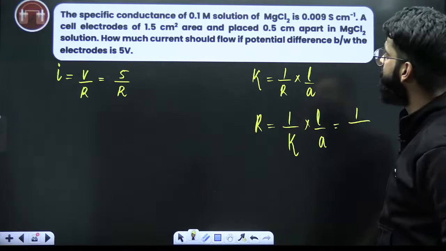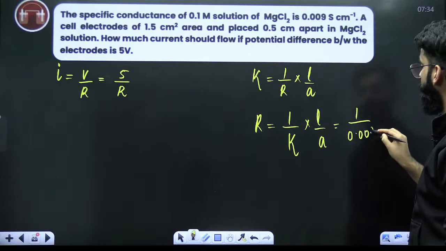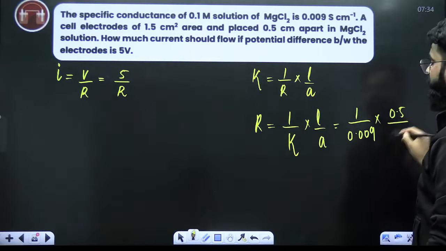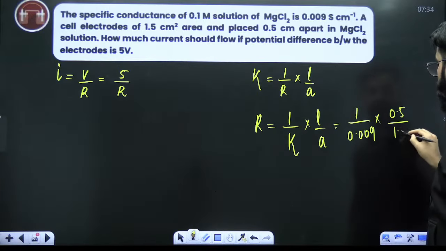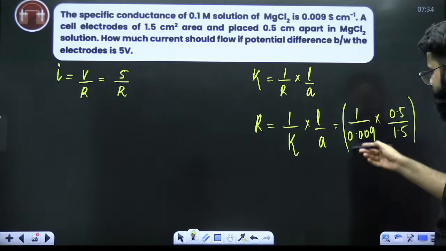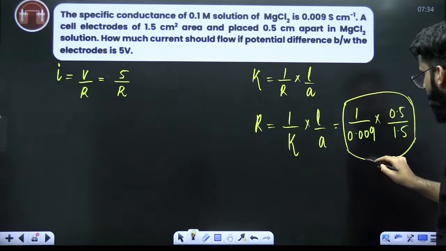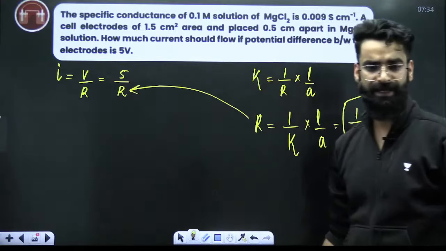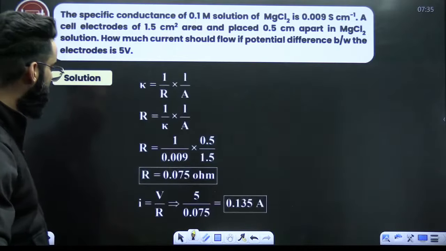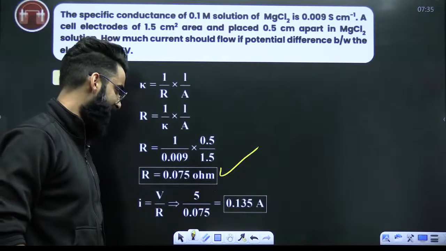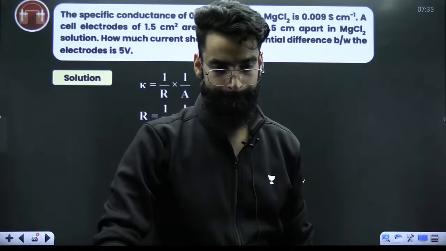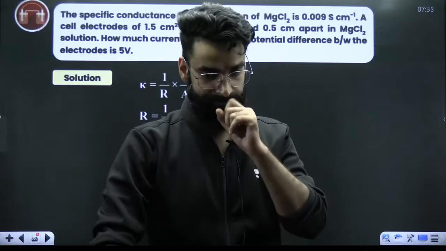It's going to be 1 divided by the specific conductance, which is 0.009, multiplied by distance between electrodes, 0.5 centimeter, divided by area of cross section of the electrodes, that is 1.5 centimeter square. So from here, you can easily calculate the resistance. Once you get the resistance value, put it in this particular equation, and you'll get the current. Are you getting this, people? Right? So resistance is coming as 0.075 ohm and current is coming out to be 0.135 ampere. I believe it's clear to everyone.